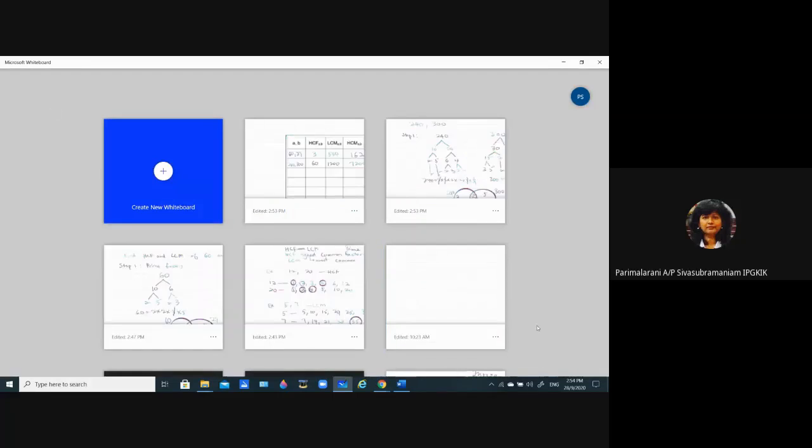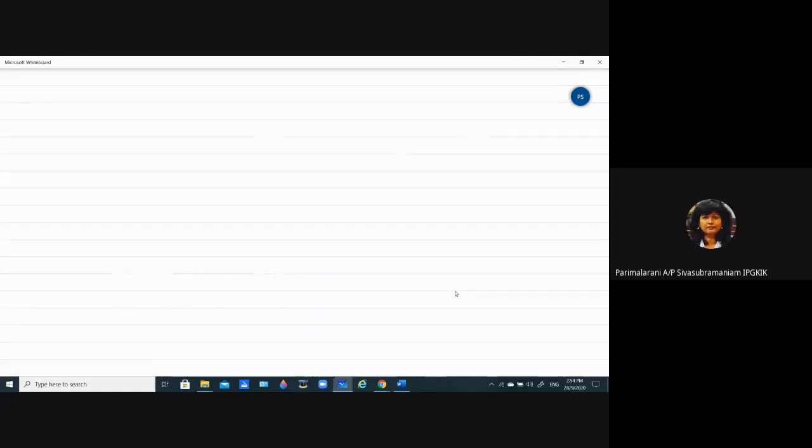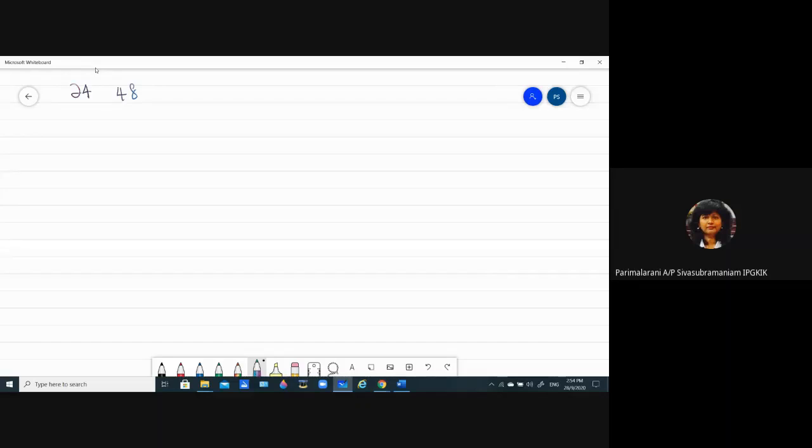I'm going to do one more example. Just one more example, with some small numbers. Let's find the HCF and LCM for 24 and 48. Step one, find all the prime factors. How do you do that? Long division or factor tree.